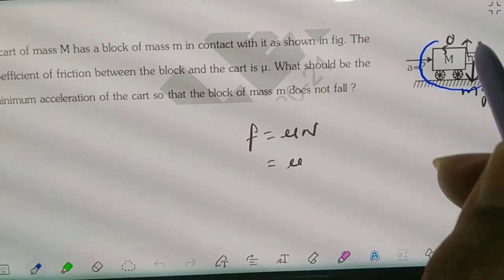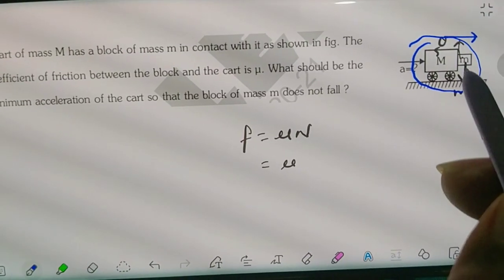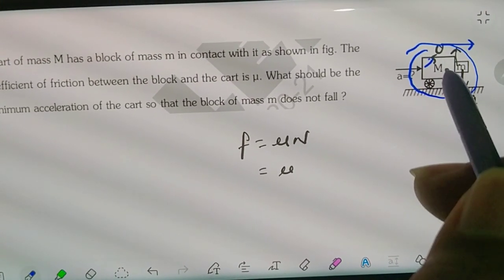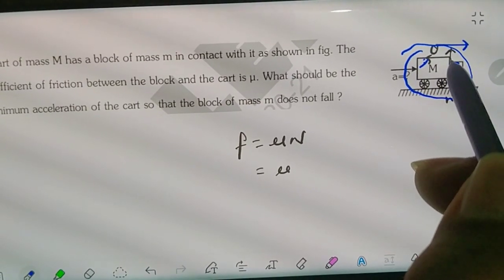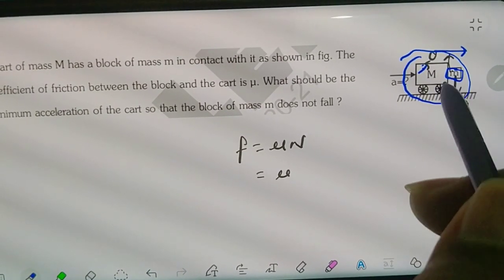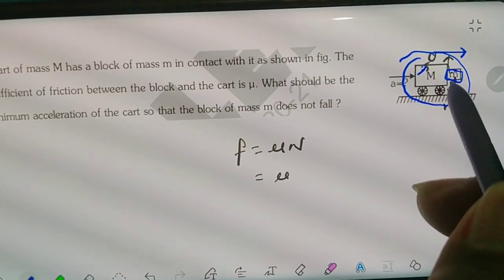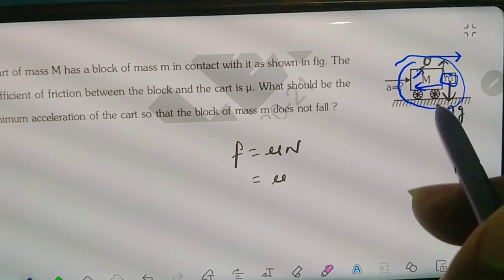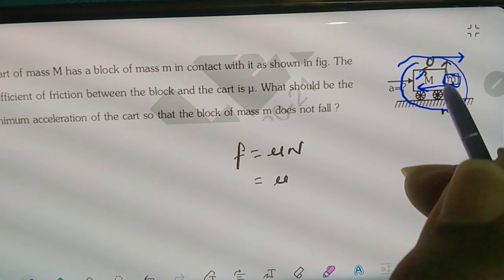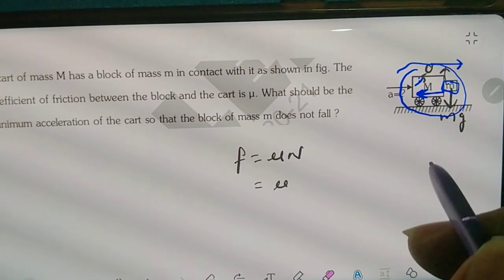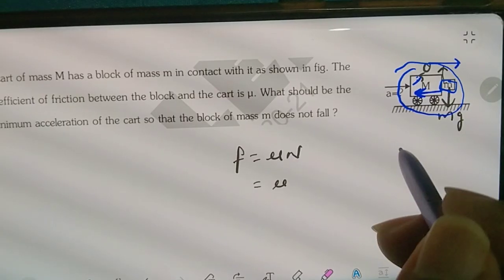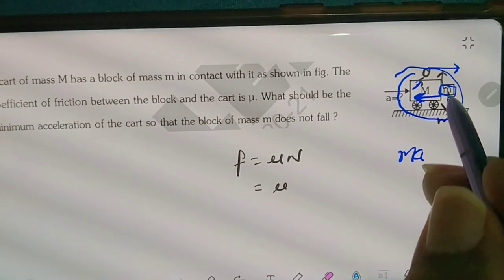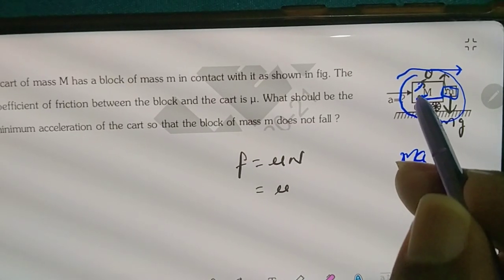So if this entire system is moving rightward with acceleration a, then a person who is a part of the system will observe a pseudo force acting on this small block m, and the direction of this pseudo force is opposite to the direction of acceleration of the frame. The frame is accelerating rightward, so the pseudo force on small m will act leftward. So how much pseudo force will act? Mass times acceleration of the frame. So m a force will act on this mass in the leftward direction.